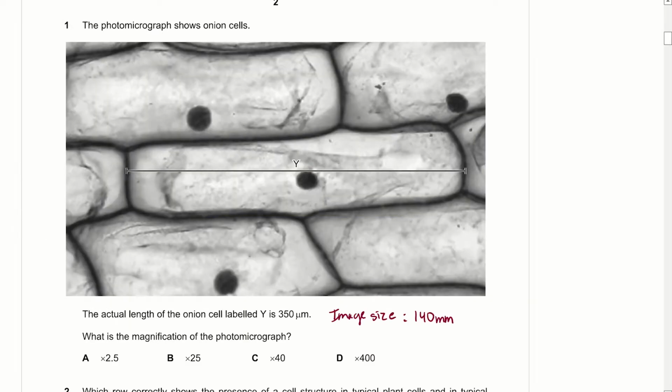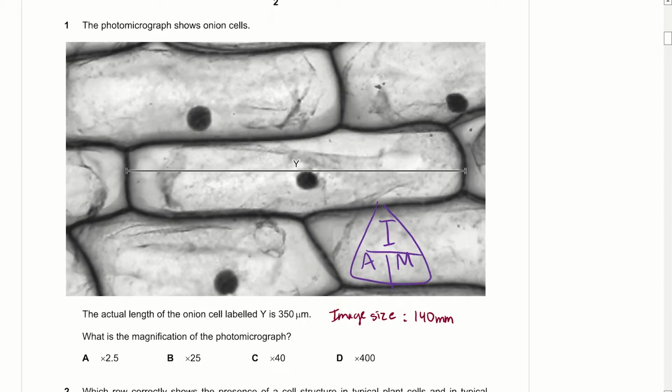Let's begin. Number 1. The photomicrograph shows onion cells. The actual length of the onion cell labeled Y is 350 micrometers. What is the magnification of the photomicrograph? So prior we've measured the image size and it's going to be 140 millimeters. And the equation for magnification is I over A over M.